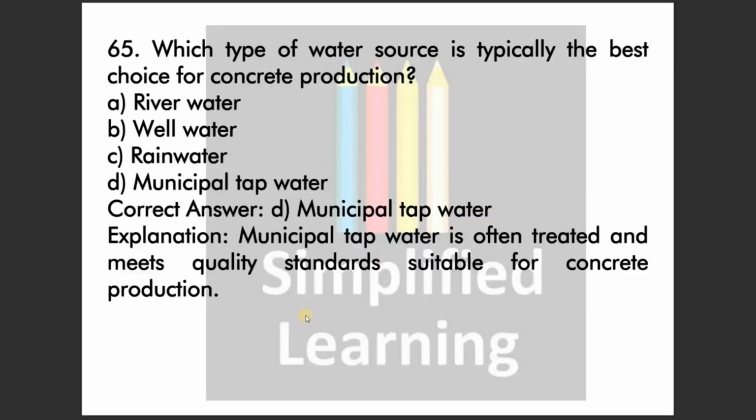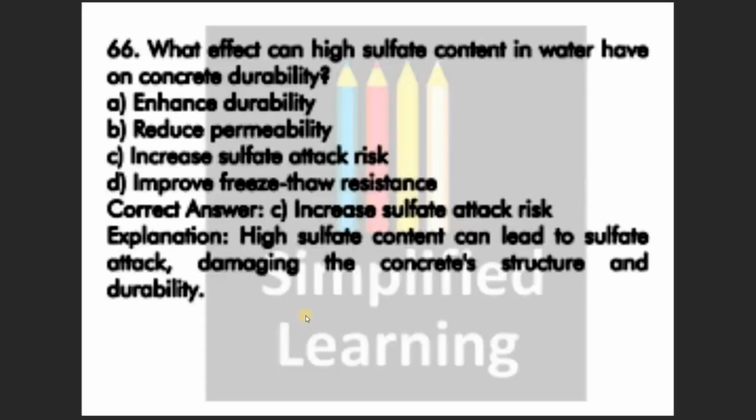Then which type of water source is typically the best choice for concrete production? Out of these sources, these are natural sources: river, then well, then rainwater. And out of that, municipal tap water is controlled. Whatever the contents of water are in there, they are controlled. That's why the pH range will be okay, the chemical contents are going to be okay. That's why the treated water, that is municipal tap water, is used for concrete production. We cannot use river or well or rainwater for that.